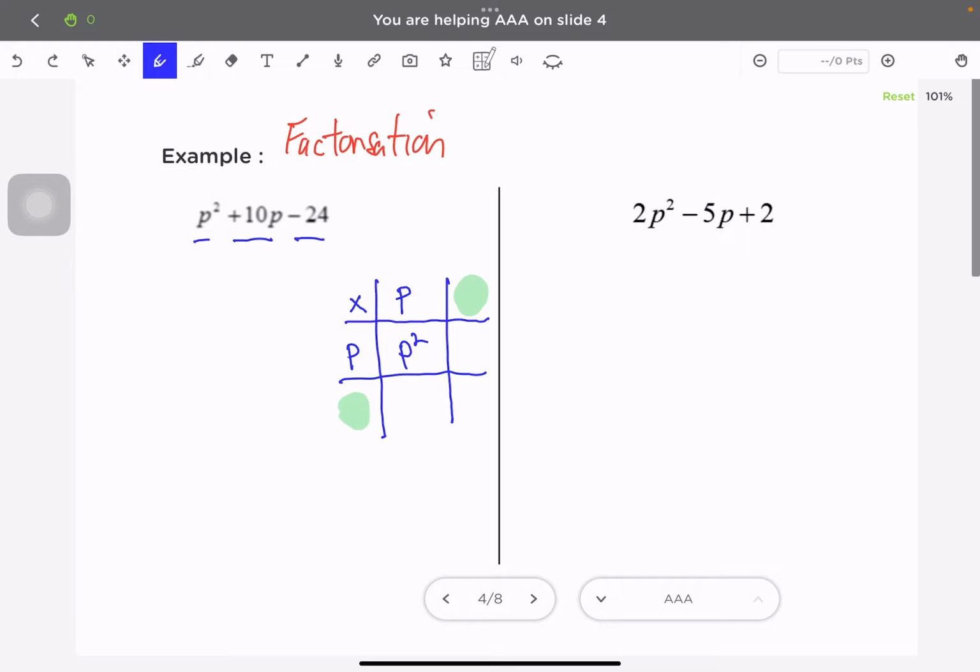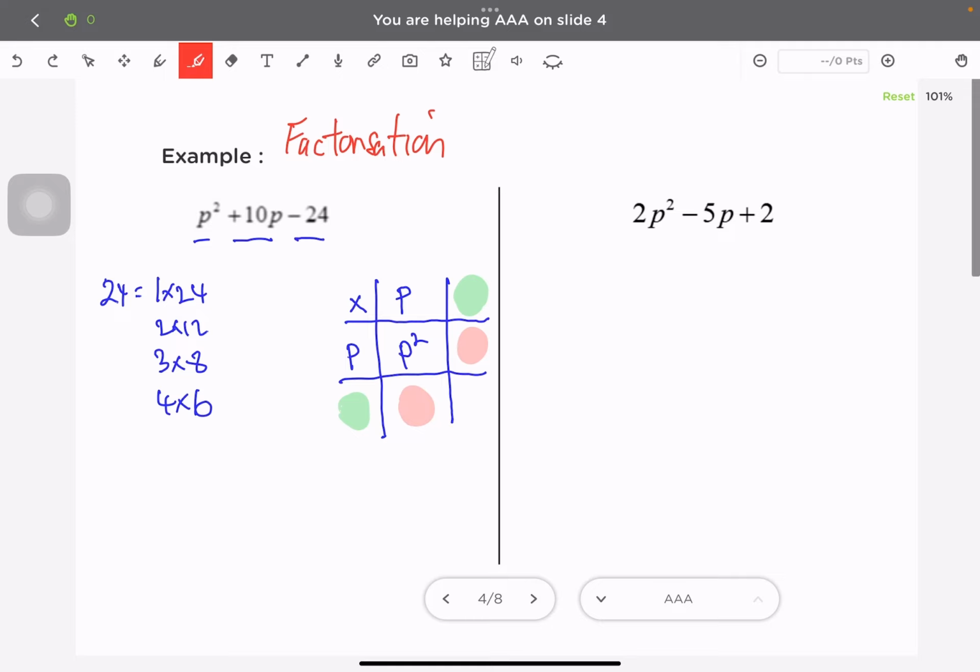How do we decide? Because we know that 24 has factors of 1 times 24, 2 times 12, 3 times 8, 4 times 6. Okay, all these factors here. Let me write this properly. These factors here will add up to 10p. And because this is a negative, we know that there is a negative 24 here.